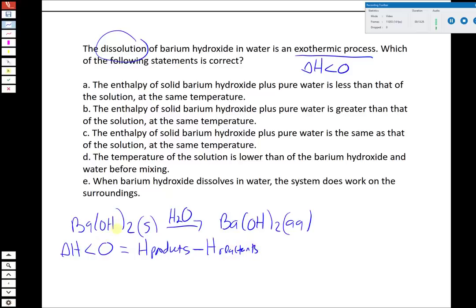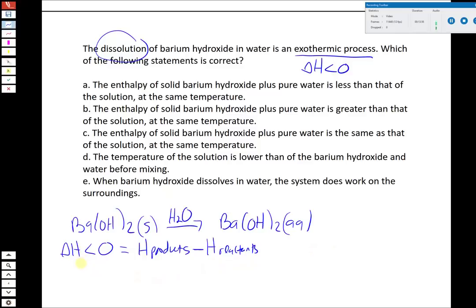So if that's less than 0, we just rearrange this, and we see that the enthalpy of the reactants, we move this to the other side here, enthalpy of the reactants has to be less than that of the products. So anytime delta H is 0, the products have higher enthalpy, so sorry, I think I messed that up. Can't do math today or anything really.